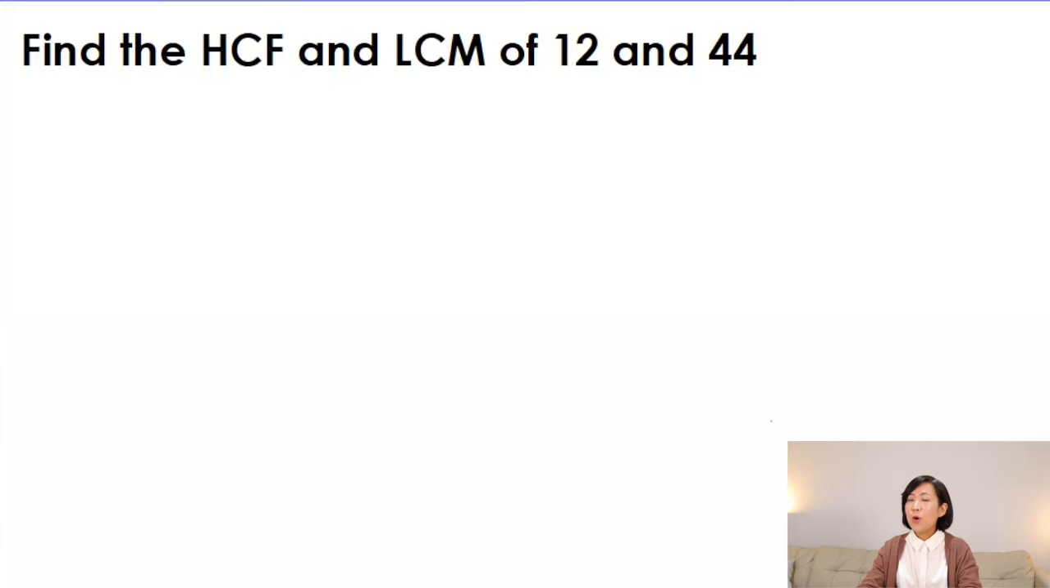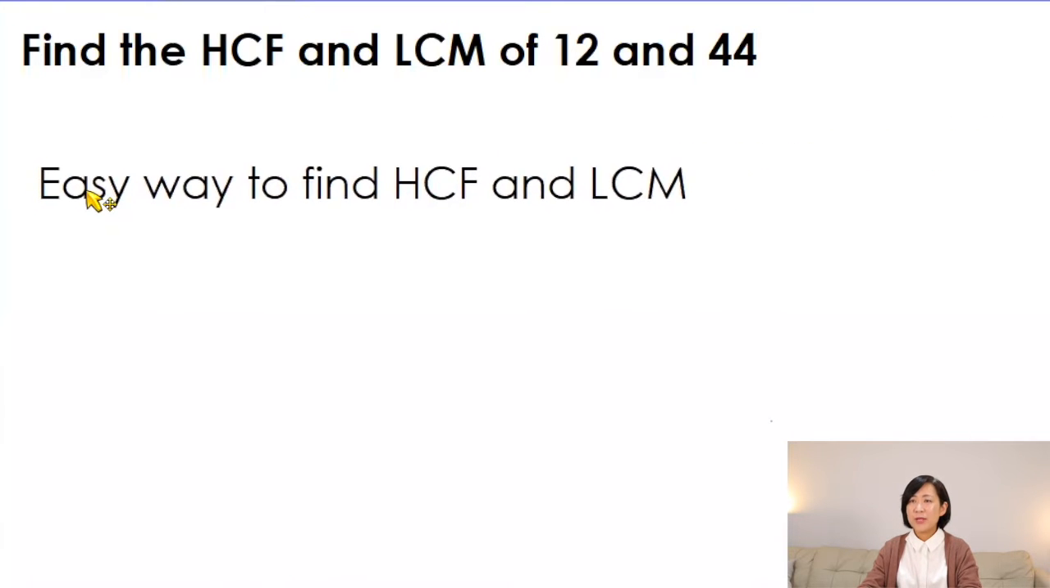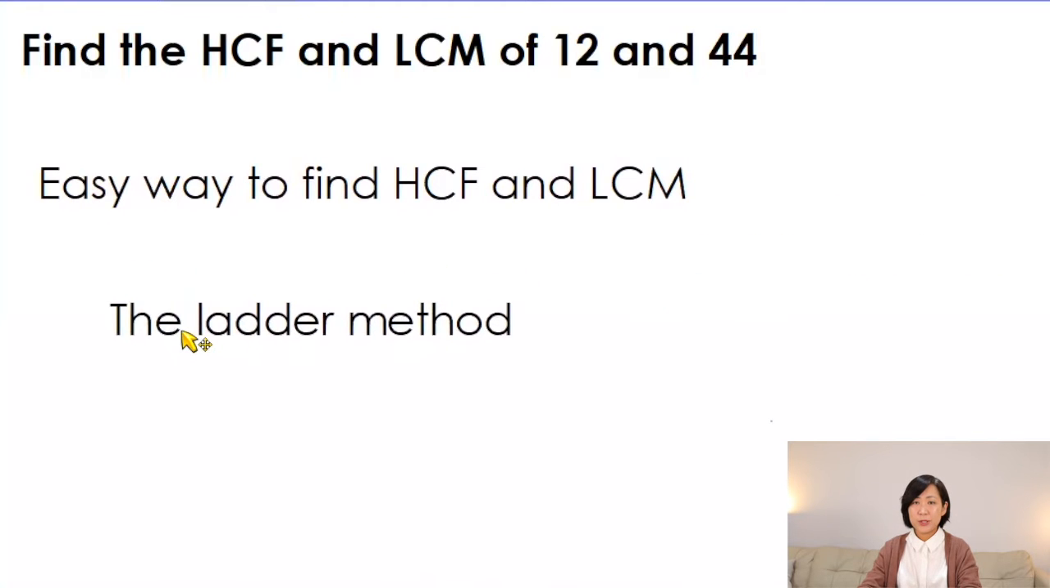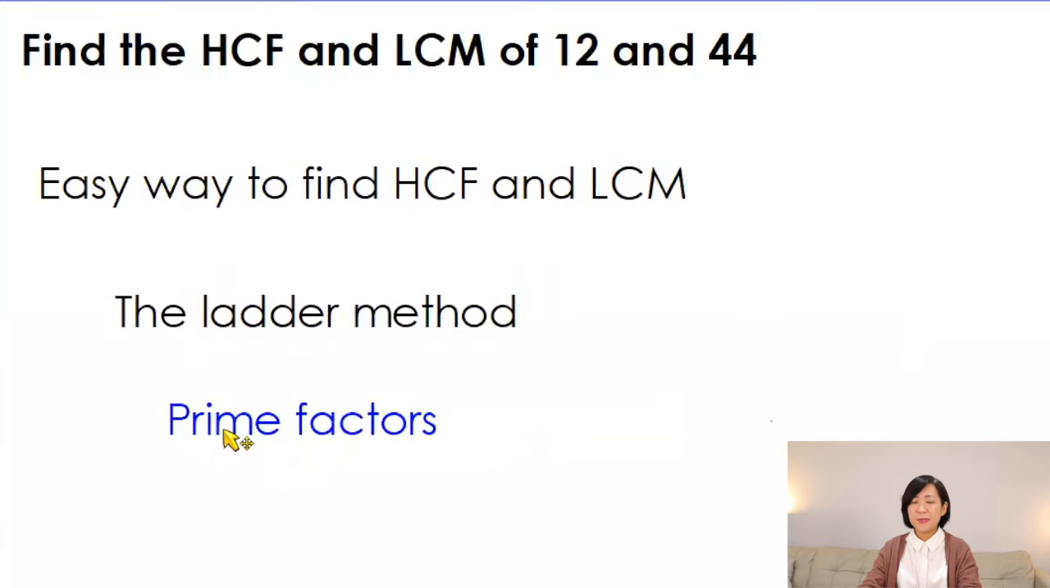Before, when we found our HCF and LCM, we found all the factors and all the multiples, then we compared and found the common multiples and common factors, then figured out which one is the highest number and which is the lowest number. It was a long process. Let's think about an easy way to find the HCF and LCM. I'm going to introduce a method called the ladder method. We also talk about the prime factors, so the ladder method will use the prime factors.